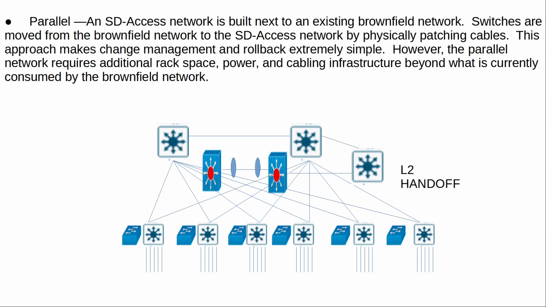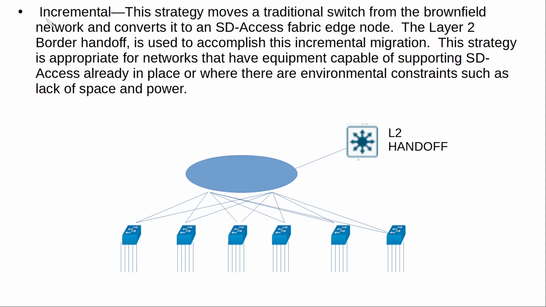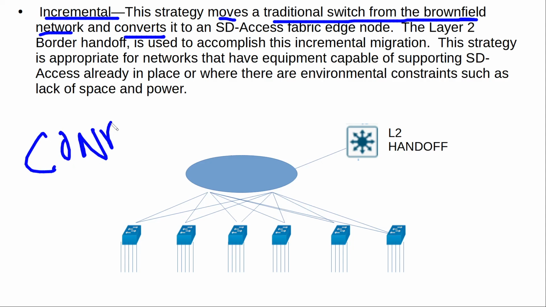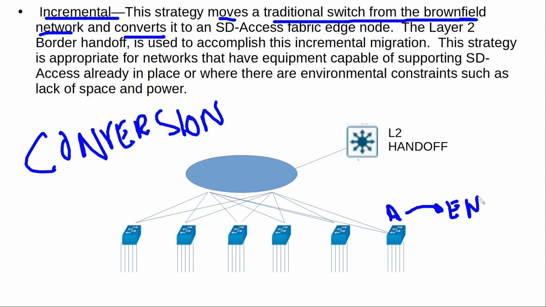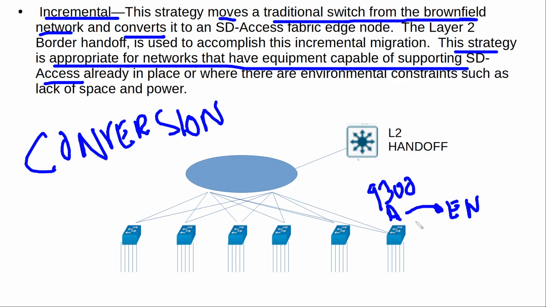So the other approach is doing the incremental migration. In this strategy, we're going to move a traditional switch from the brownfield network and convert it. So the key word here is conversion. With this approach, we are not really going to install too many new devices, but we are going to convert these devices. For instance, these access switches, we are going to convert them into edge nodes. In order for this to happen, this strategy is appropriate for networks that have equipment capable of supporting SD access. So for instance, if you have this access switch, which happens to be a 9300 Catalyst series, yes, you can turn it into an edge node overnight.